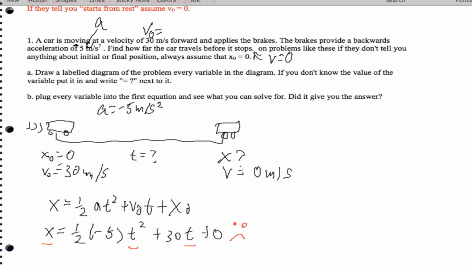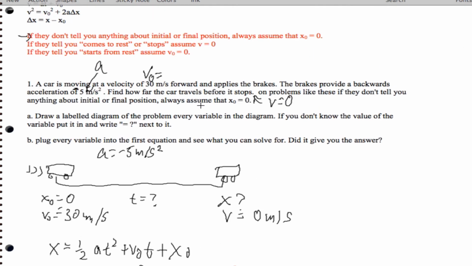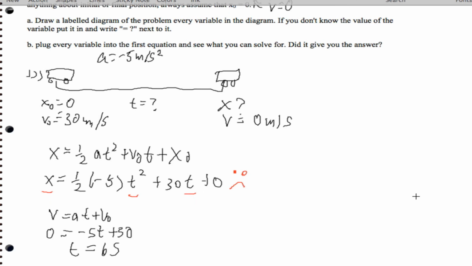Let me just get v equals at plus v naught. I'm going to pick the second equation. And so I'm getting 0 equals negative 5 times t plus 30. And when I solve, I get t equals 6 seconds. Now, let me see if that's what they ask for. Again, they ask us for how far the car travels before it stops. And I've gotten one more variable here, so I can actually put 6 seconds here.